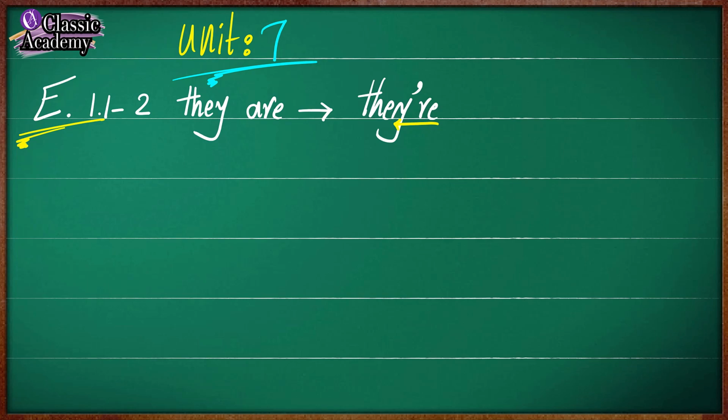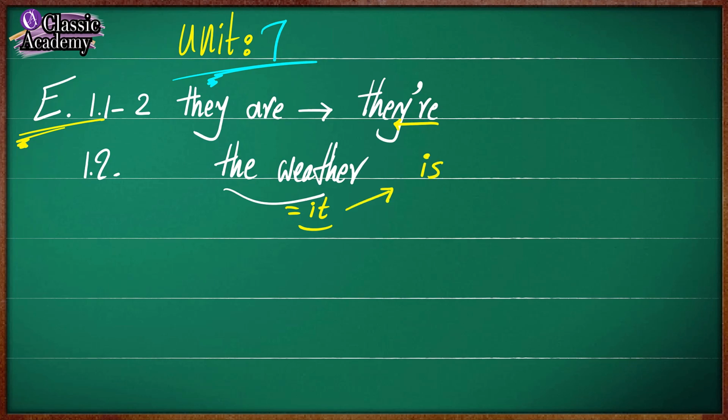Number 1.2. Exercise 1 says the weather is nice today. Look at it. Because the weather, as a common noun, is one single word, and we know that the weather is equal to it. So we need, of course, is for it. We can use is for the weather too. That's why you see it is here. The answer is is. The weather is nice today.